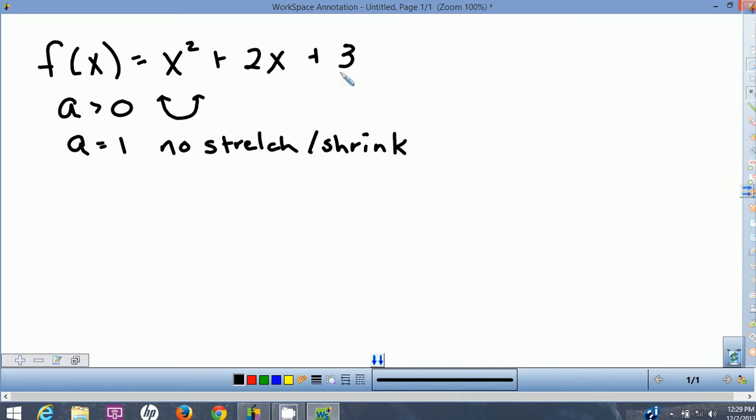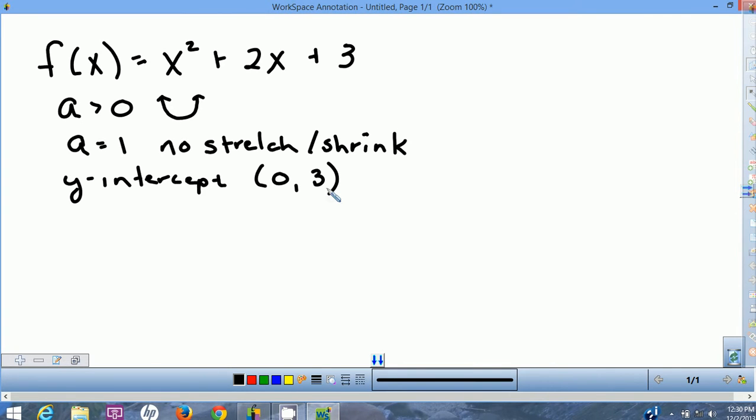And we've also seen in our last screen that this 3 here on the end, this constant term, is going to give me my y-intercept. So my y-intercept for this function is going to be at the point 0, 3. That was pretty easy. We just have to look and get that. Now here's the part we have to do a little more work on. We need our vertex and our axis of symmetry.